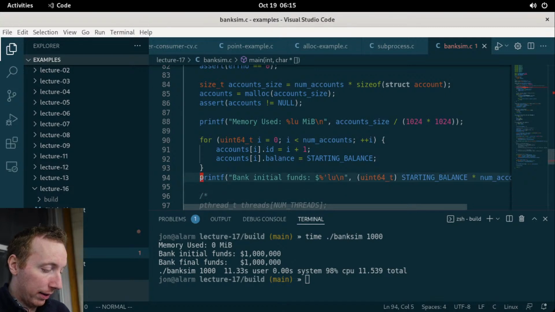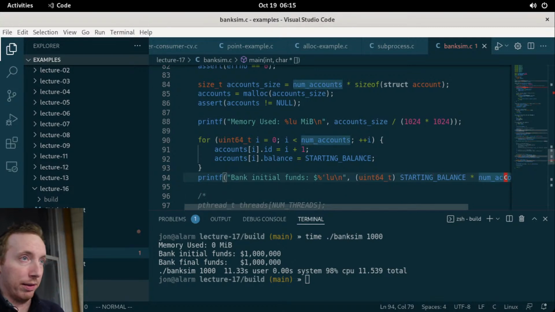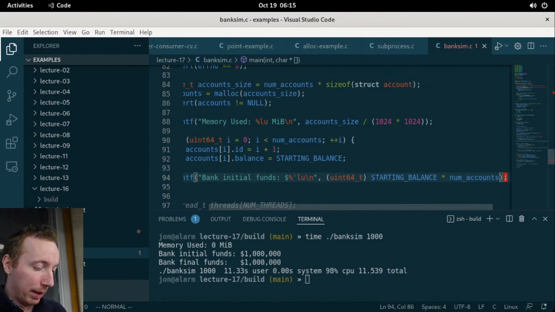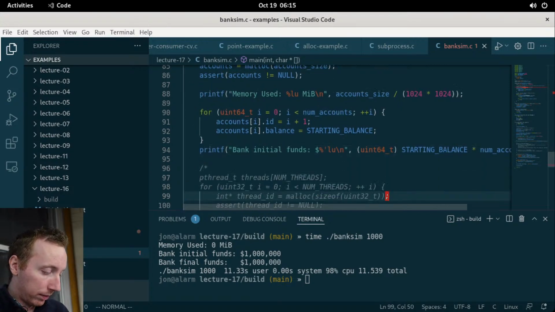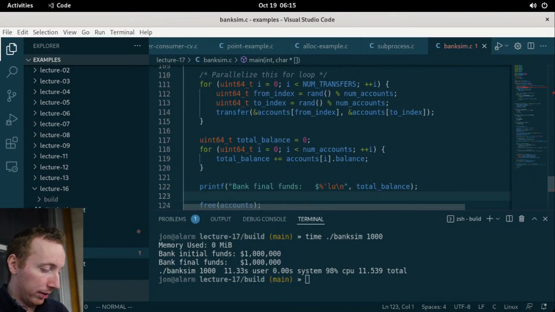So everyone starts with $1,000. So then if I know everyone starts with $1,000, I can just calculate what the bank's initial funds are. It's the starting balance times the number of accounts that we have. So this is code we'll use later. And then this is the loop we want to parallelize. So this simulates all our transfers.